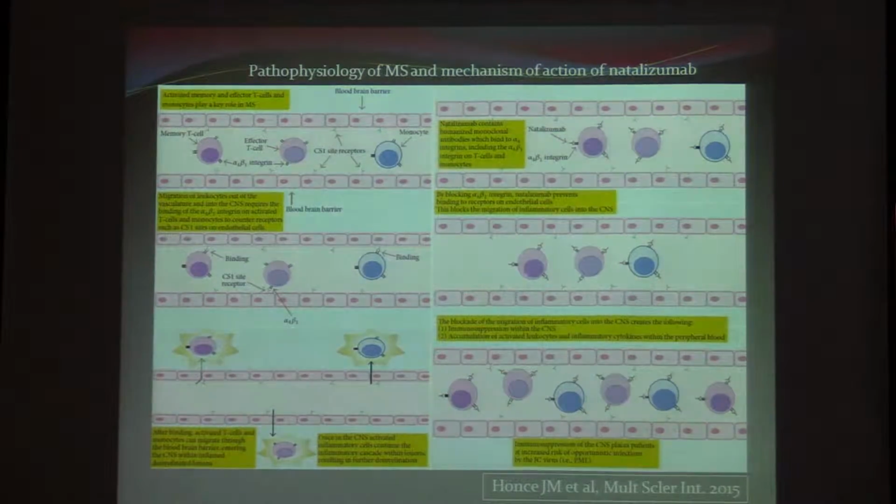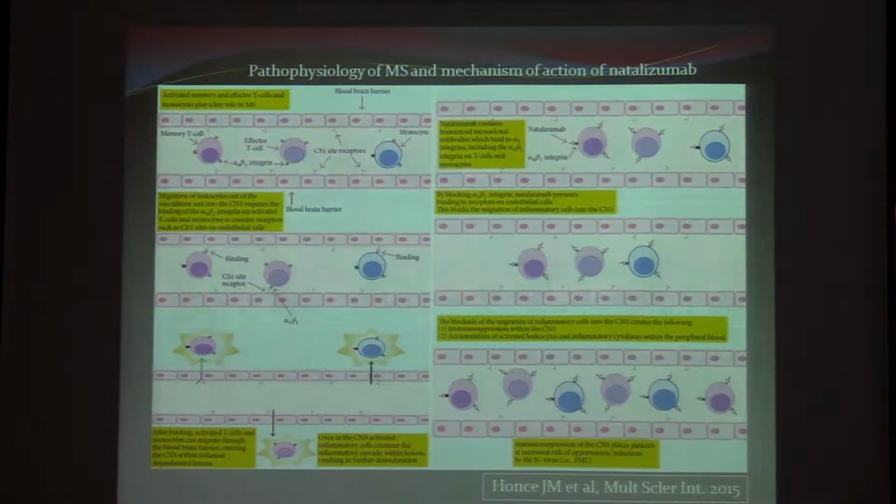One of the main changes in the pathophysiology of MS is that the T lymphocytes and monocytes have special integrin alpha-4 beta-1 receptors. And only by binding these receptors with CS1 receptors on the endothelium can these active cells go through the blood-brain barrier and come to the CNS and cause demyelination.